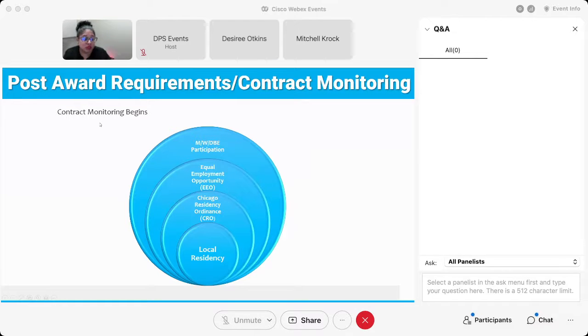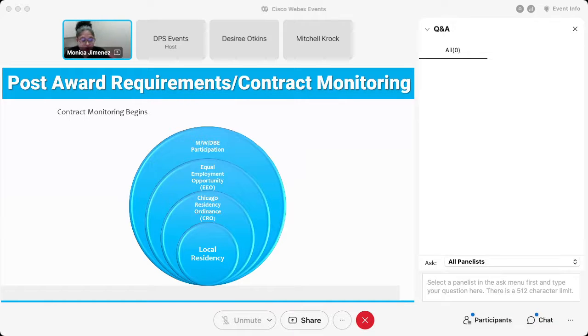So where does the contract monitoring begin? Once a contract has been awarded by the Department of Procurement Services, notification is given to contract compliance on a monthly basis to begin the monitoring of that project. Usually, if it's a construction project, there is a pre-con meeting that is held. Our compliance officers as well as our field analysts attend that pre-con along with the prime contractor and the user department to discuss our monitoring process.